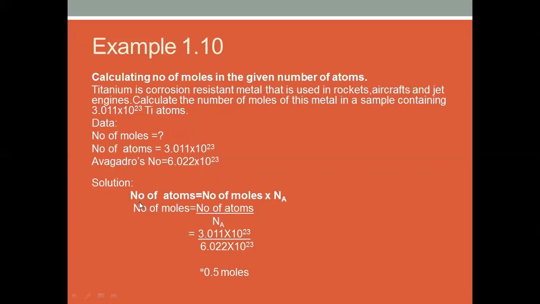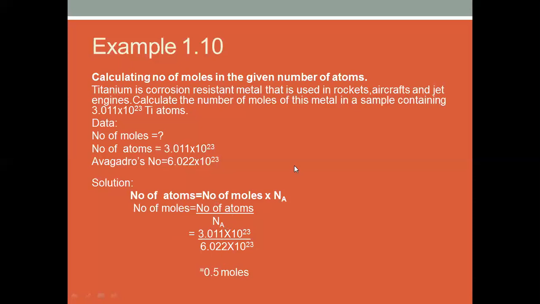You can see the formula was: number of atoms is equal to number of moles times Avogadro's number. But in this case, we have to find the number of moles. So by taking out the number of moles, the formula is now number of atoms divided by Avogadro's number. We just have to make this little change and then put the values.